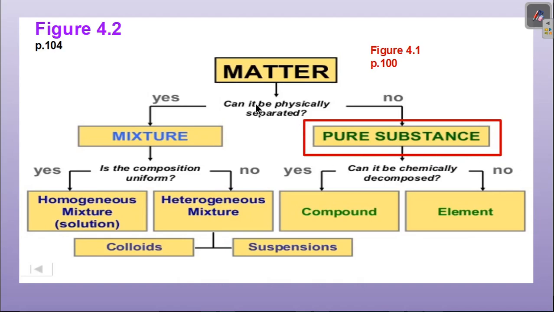So remember, if it can be physically separated, you have a mixture. But if it cannot be separated by physical means, you have a pure substance. And then you have to question yourself and say, can it be decomposed, broken down by chemical means? You do chemical reaction, decomposition reaction. Can it do that? Yes, you have a compound. Okay? And we talked about how the lowest kind of compounds are the ones that break down into elements. So when you could decompose those compounds, you go back to being an element. Okay.